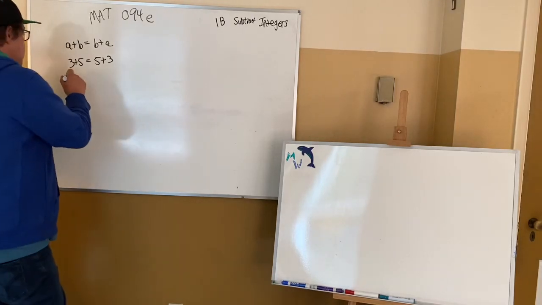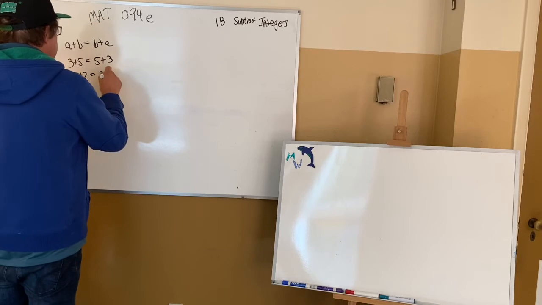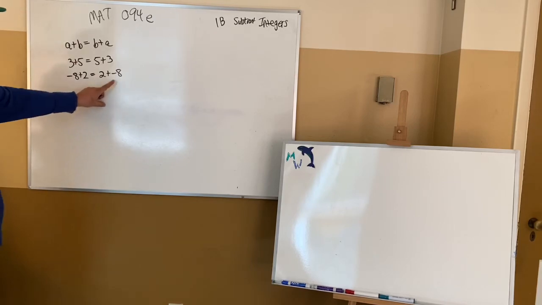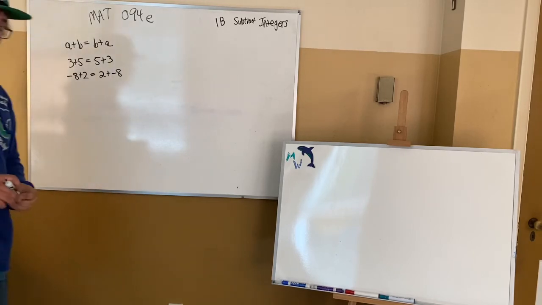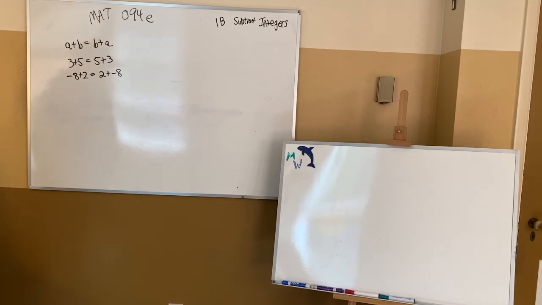Suppose you have negative 8 plus 2. Is that equal to 2 plus negative 8? It still is. You subtract 8 minus 2, you get a 6, keep the negative, negative 6. So that works. This is called the commutative property of addition. We don't need to know the name, but with addition we are free to move our terms.